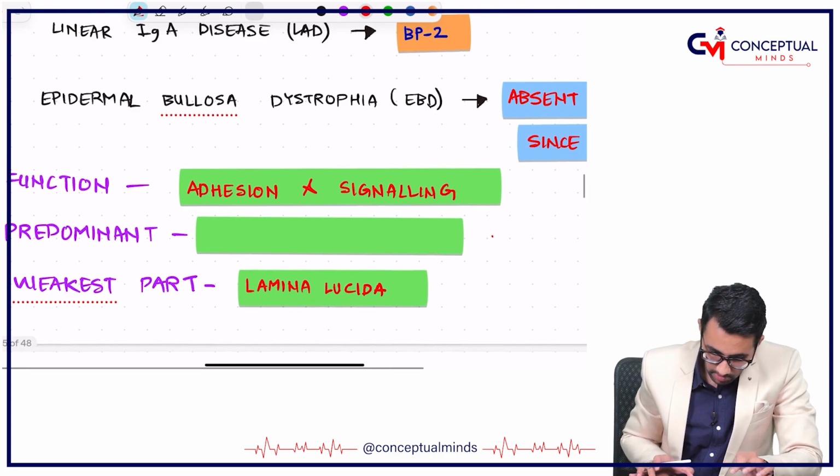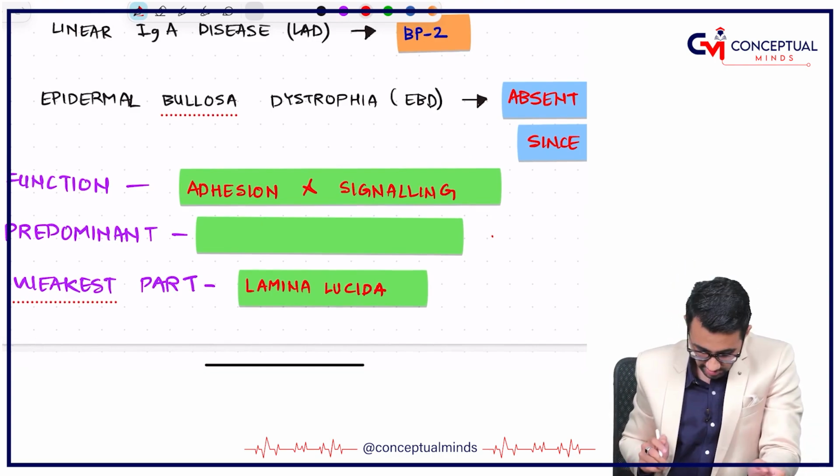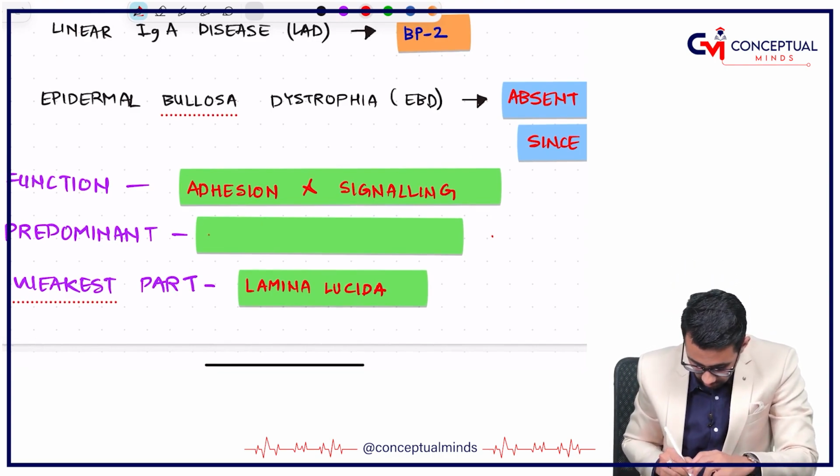Let us talk about the collagen part. Predominantly we have type 4 collagen in the basement membrane.